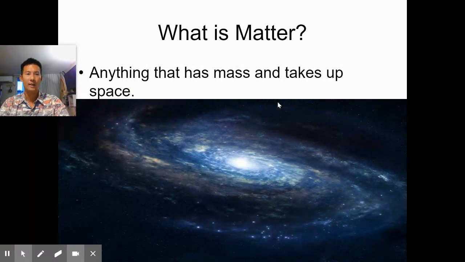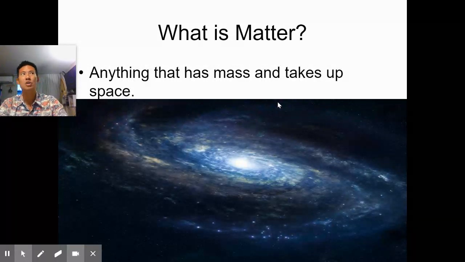First off, what is matter? Matter is defined as anything that has mass. It's a derivative of weight, right? Mass, and it takes up space, so it also has volume. Anything that has mass and volume can be considered matter. So think about it. Do you matter? Yes, you are a type of matter.